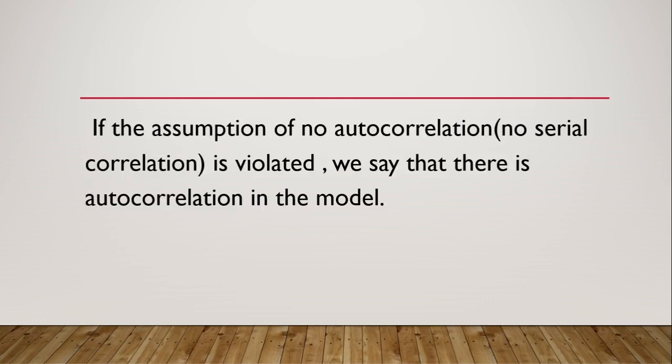So if this assumption of no autocorrelation or no serial correlation is violated, we say that there is autocorrelation in the model. If two disturbance terms are correlated, we say that there is autocorrelation in the model. So the classical linear regression model assumes that there is no autocorrelation in the model. This is also a stochastic assumption because it is related to the stochastic term u.